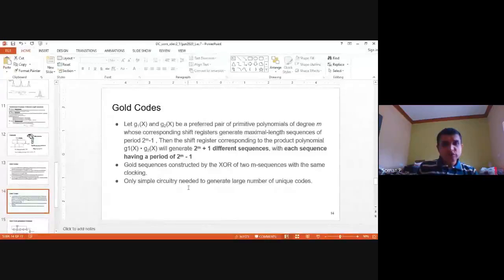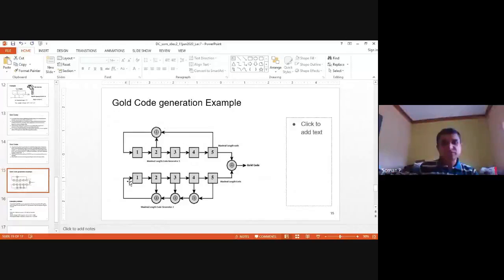I'll just show you how the Gold code is generated. We have two PN sequence generators. Both have to be represented by primitive polynomials. This is a maximum length PN sequence generator with 5 flip-flops, so the length is 2 raised to 5 minus 1. Similarly, this is another maximum length sequence with another polynomial, and length is 2 raised to 5 minus 1. Like that, you can have any length. Now we will XOR them, and that is the Gold code.